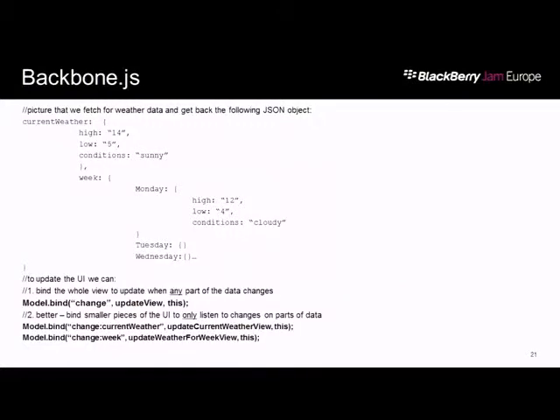So picture that we fetch weather data, and then we get back this object that gives us a little bit of info on the weather. If we wanted to update the UI, we could just bind the whole view to update when any part of the data changes. However, it's a little bit better to bind smaller pieces of the UI. Let's say, for instance, you have an icon that represents whether or not it's sunny or rainy. You'd actually just want to bind on that as opposed to the whole view and then just update the whole thing in one shot.